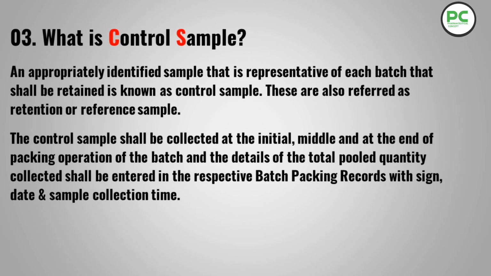What is a control sample? A control sample is an identified sample that is representative of each batch and has been retained. They are also referred to as retention or reference samples. The control samples shall be collected at the initial, middle, and end of the packing operation of the batch, and the details of the total pooled quantity collected shall be entered in the respective batch packing record with sign, date, and sample collection time.